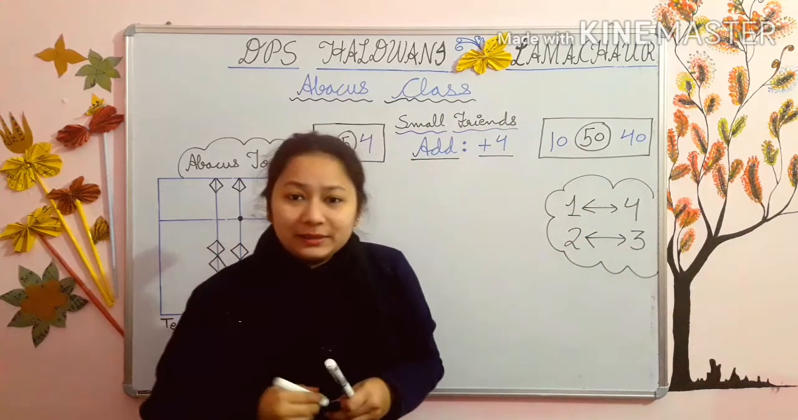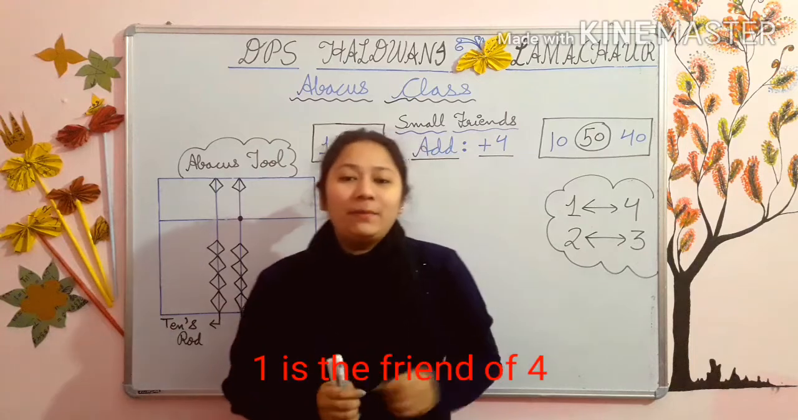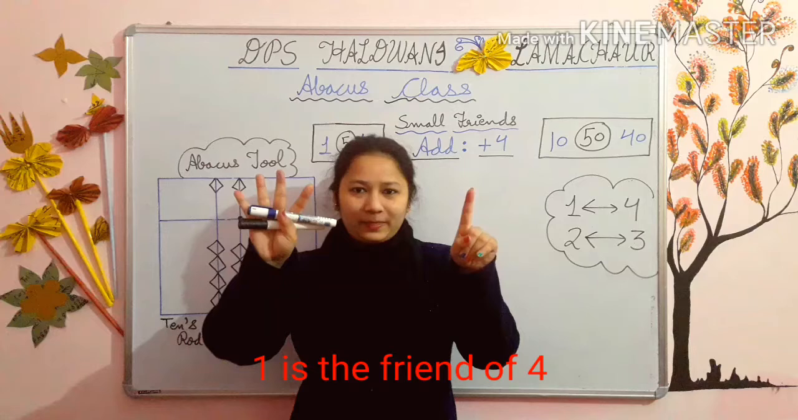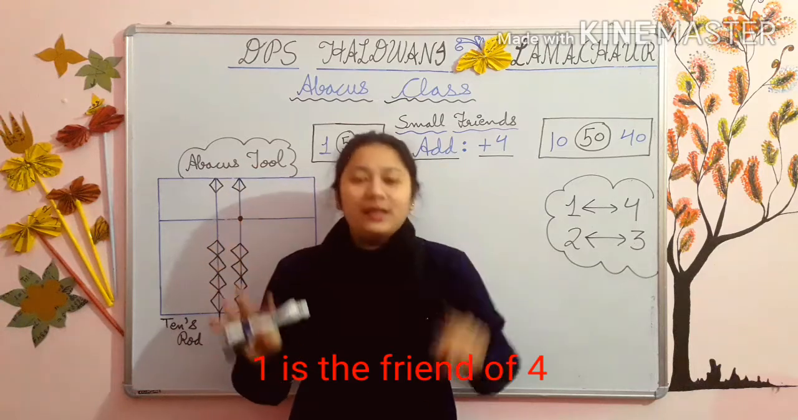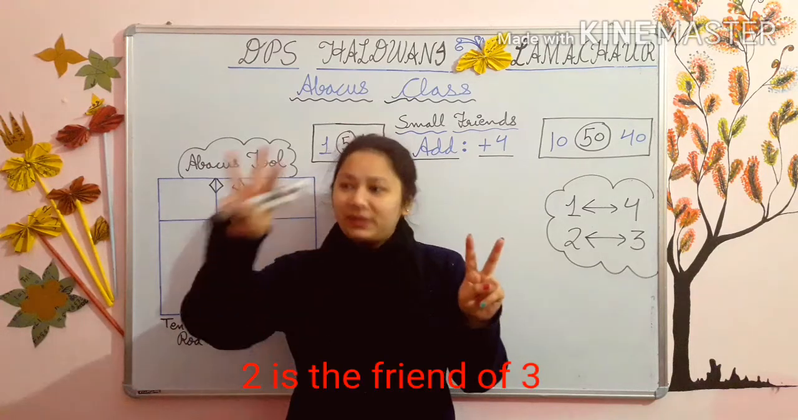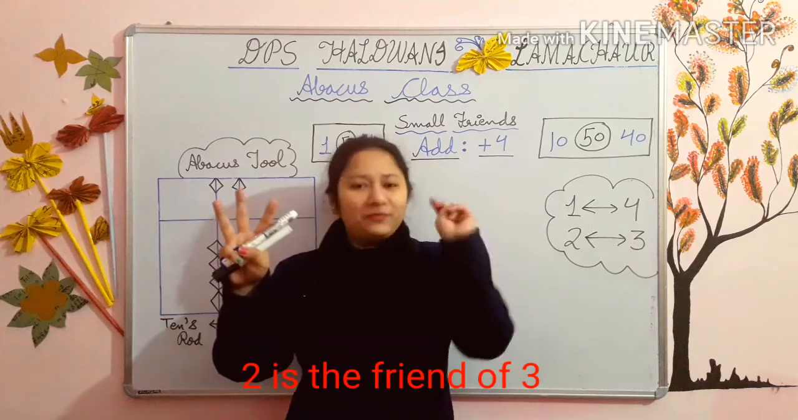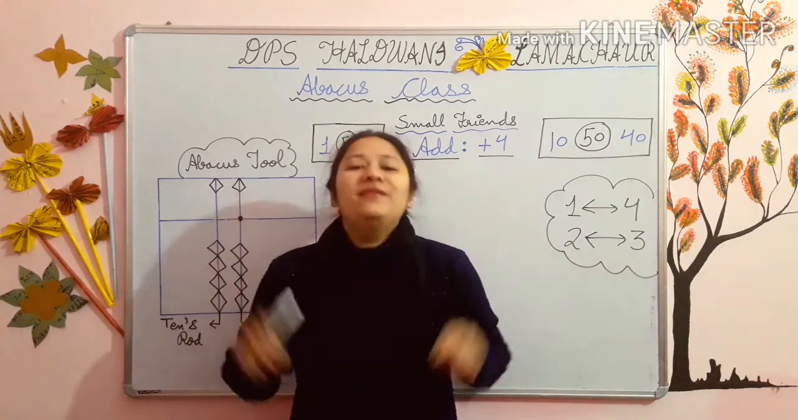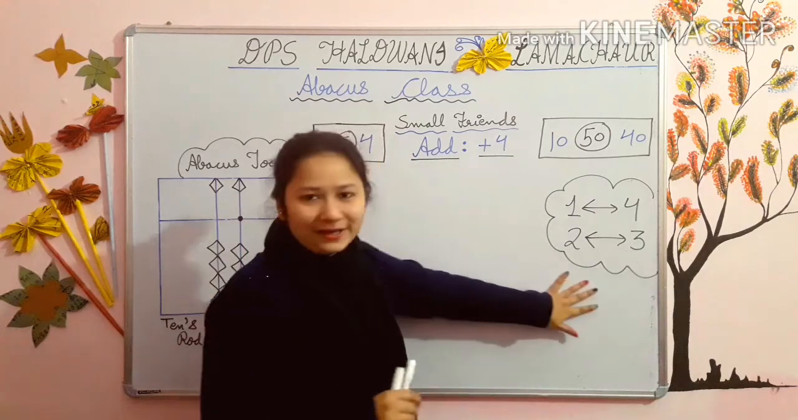And how will you learn? You will learn with the help of fingers. See, 1 is the friend of 4 and 4 is the friend of 1. Same way 2 is the friend of 3 and 3 is the friend of 2. So this way you will learn the small friends with the help of fingers.